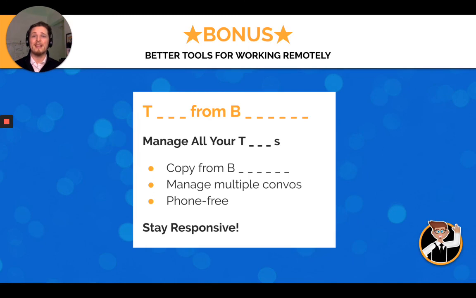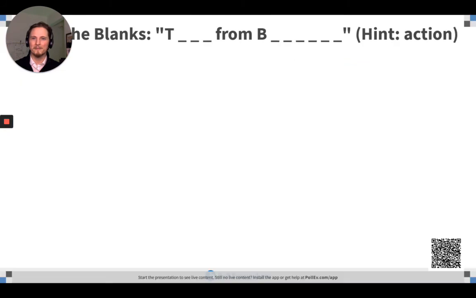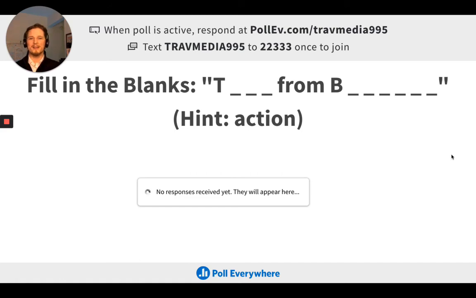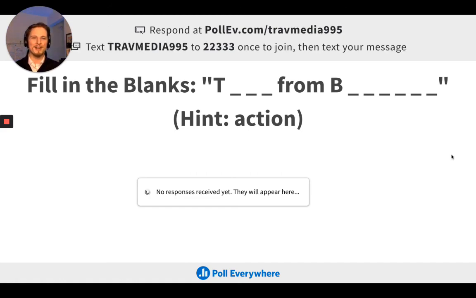All right. Bonus: better tools for working remotely. T blank blank blank from B blank blank blank blank blank blank. So manage all your T's, copy from B, manage multiple convos, and phone free to stay responsive. Does anybody know what that could be? So fill in the blanks. T blank blank blank from B blank blank blank blank blank.